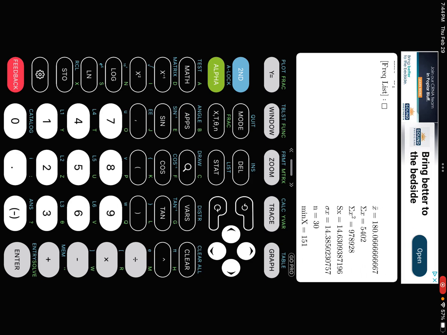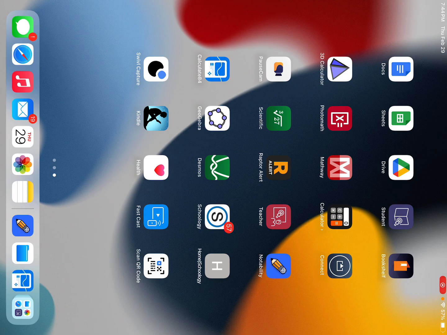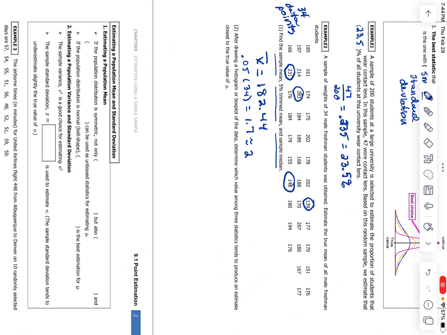And I get my trimmed mean as 180.07. So my trimmed mean, 180.07. And then finally, my sample median.